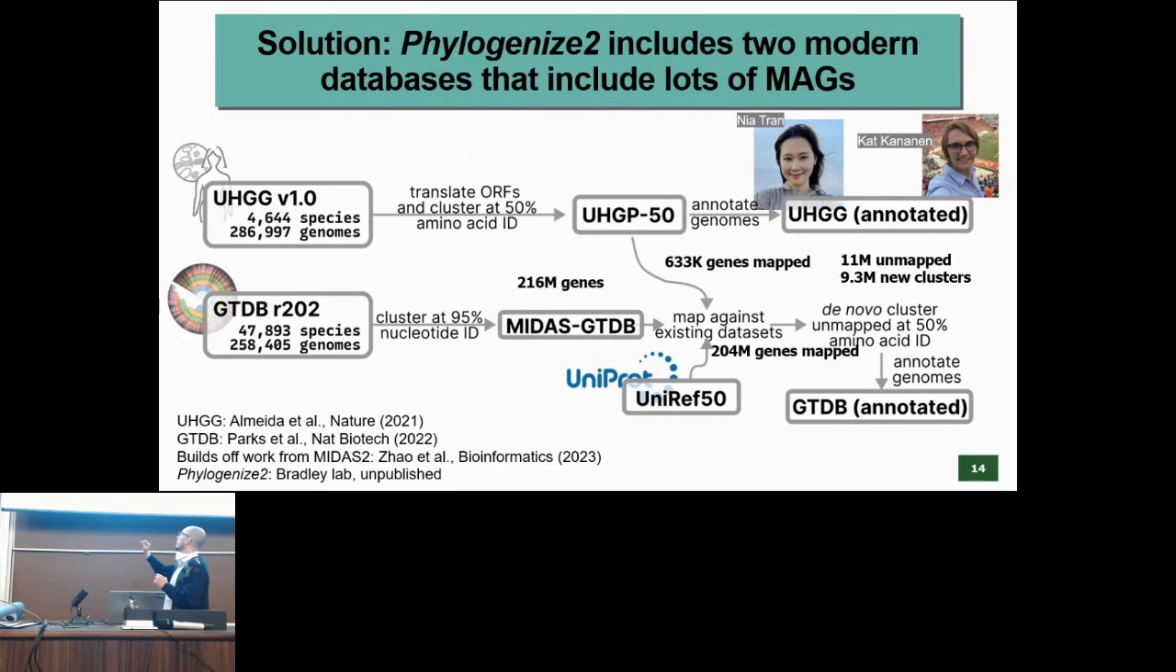Some of this work was already done for us. We're piggybacking off work that was done for this other tool, MIDAS2, of clustering these and constructing pangenomes from all of these individual genomes. And so what we're doing is annotating these genes into protein families, right? That's the next step that you need in order to apply Phylogenize to these genome databases.